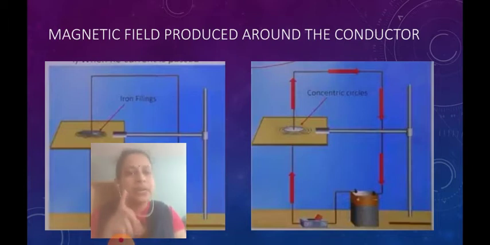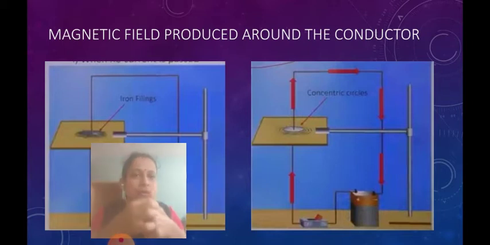Remember students, current always flows from positive to negative. So you can see the battery over here. When the current was switched on, that means the key was switched on, the current started passing in the upward direction. When it was passing through the cardboard, you can see in the first picture in comparison to the second picture that the iron filings, which are just roughly kept on the cardboard, started to arrange themselves in concentric circles.